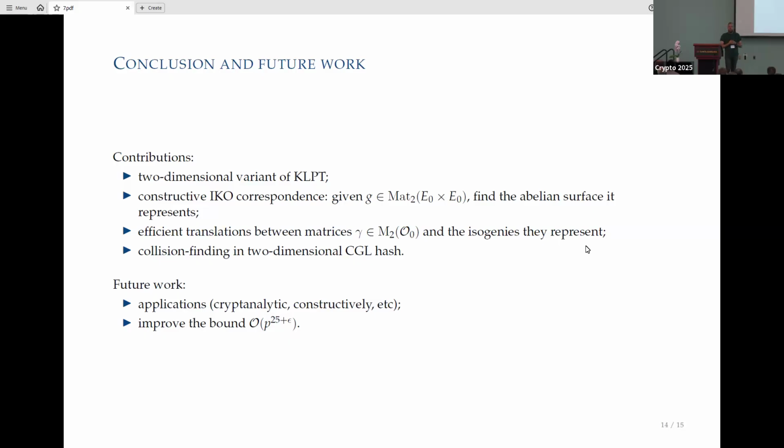So if you want to work on this, I would suggest to look at this and try to improve this bound. Keep in mind that if you can just improve KLPT in dimension 1 to like p to the 2.5 instead of p cubed, then you're already improving this bound as well, because we use this as a subroutine.